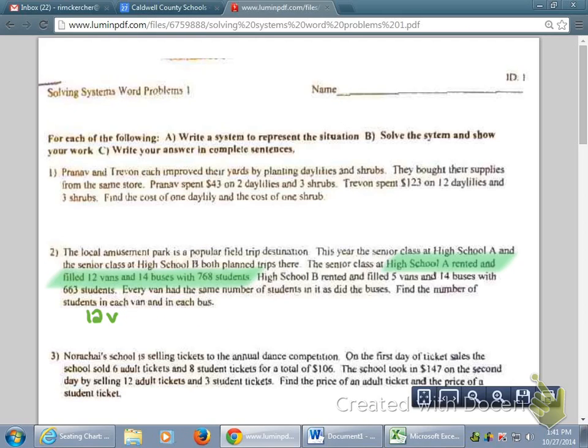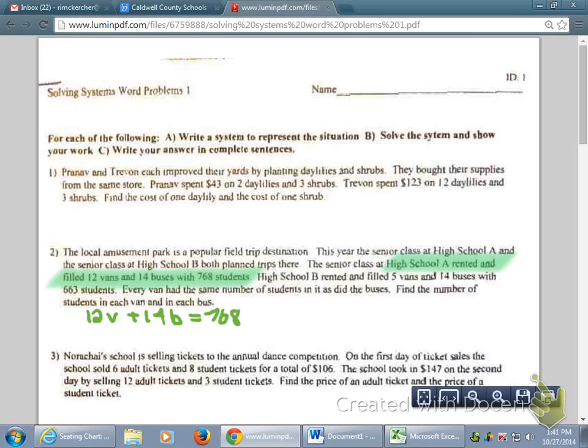On problem number 2, we're going to read through about the local amusement park. Take a minute to pause that and read through, and we realize in the third sentence it talks that High School A rented and filled 12 vans and 14 buses. So we write that out.